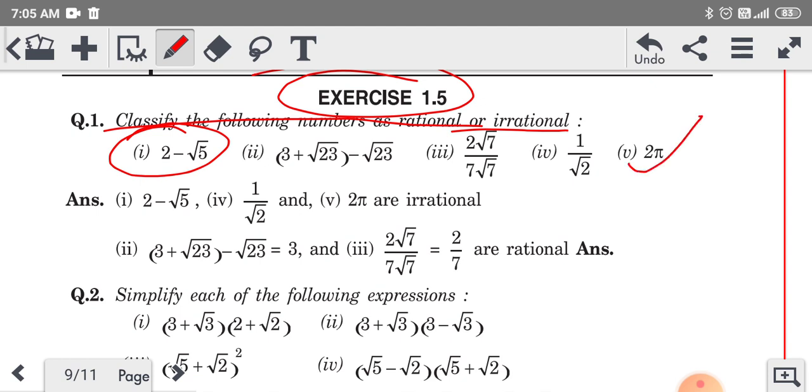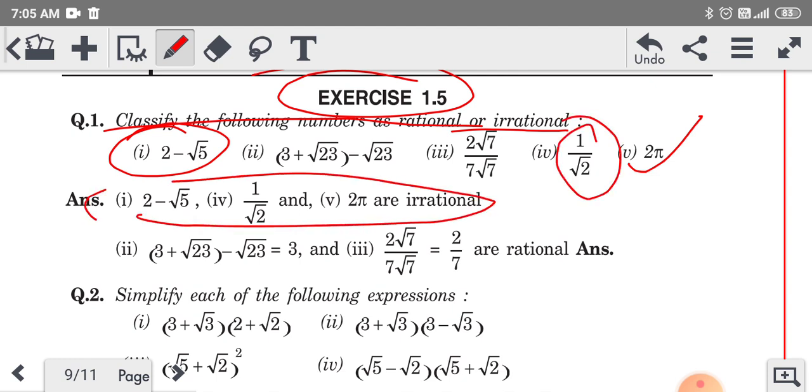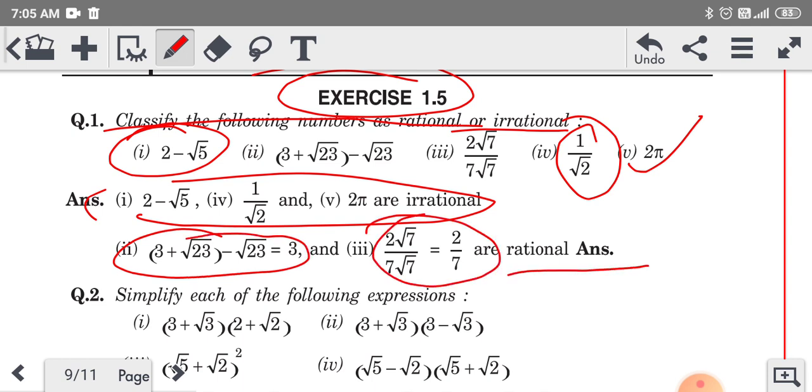हो जाना है 2 pi irrational, उसके बाद हो जाना 1 by under root 2. They all are irrational and rational, कौन सा जगह 3 plus this is equal to and this is equal to r rational. ठीक है.